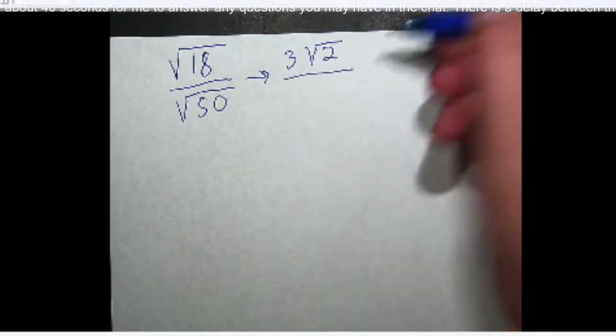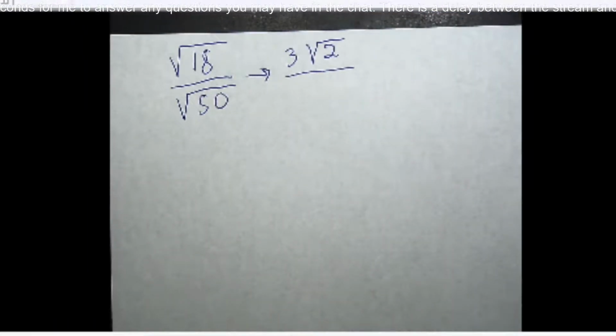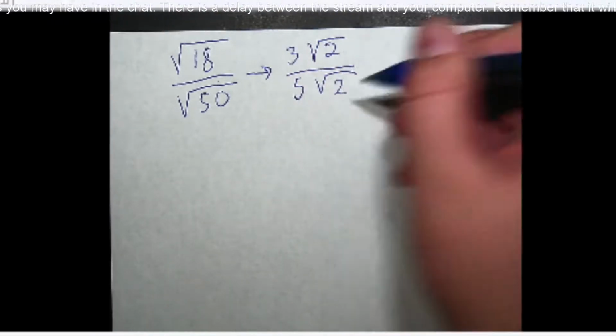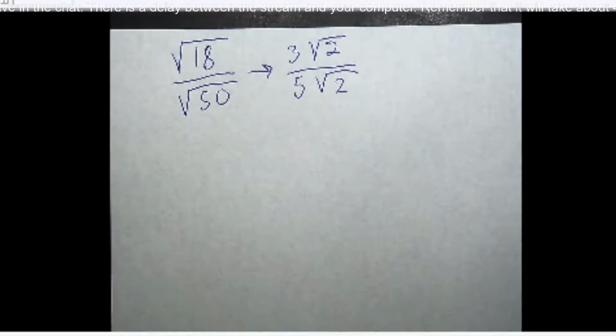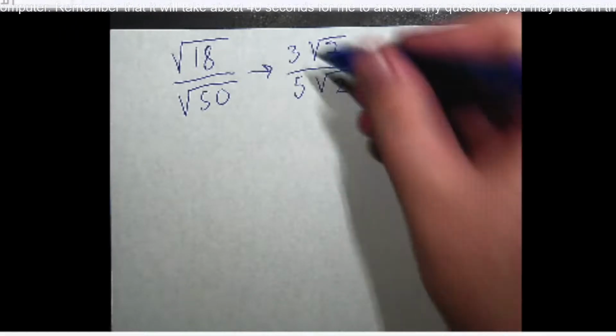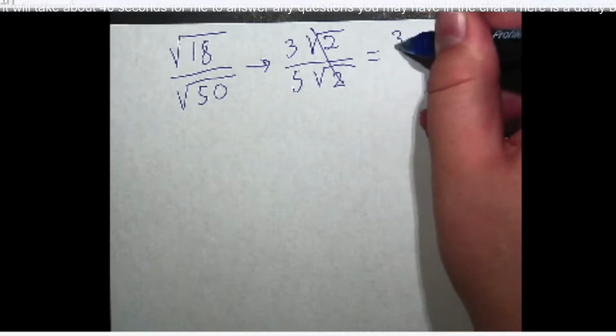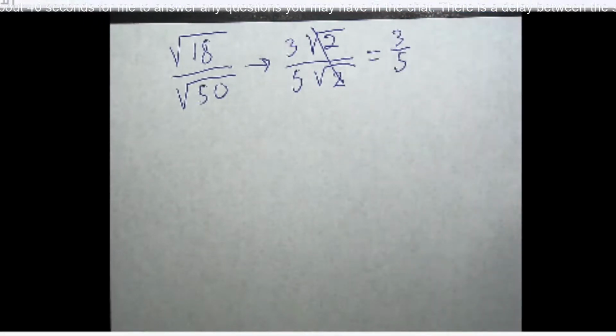Okay, how about 50? 50 is 5 times 10. 10 is 5 times 2. So we've got a perfect square of 5s. Means we can take a 5 out and have 2 left over. Well, we've got 3 times the square root of 2 divided by 5 times the square root of 2. Those square roots of 2 can cancel, leaving us with just 3/5. Make sense?